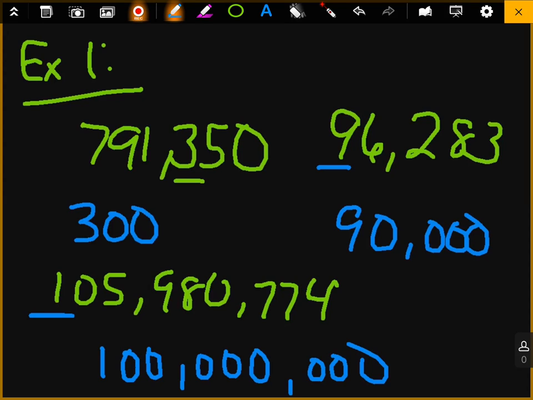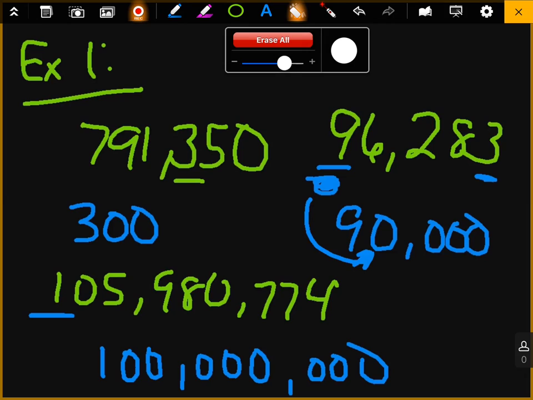And that's really all that is. When they tell you to find the place value of a number, they're saying, what is it really? It's not really a 9. It'd be a 9 if it was in the ones place, but it's not really a 9 here. It's 90,000.